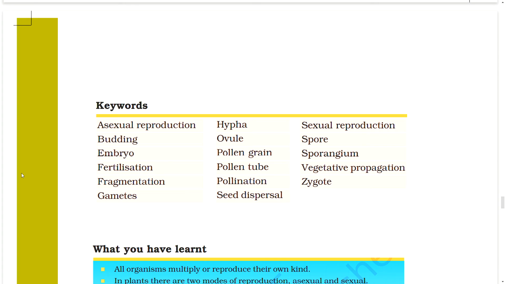Keywords: asexual reproduction, budding, embryo, fertilization, fragmentation, gametes, hypha, ovule, pollen grain, pollen tube, pollination, seed dispersal, sexual reproduction, spore, sporangium, vegetative propagation, zygote.